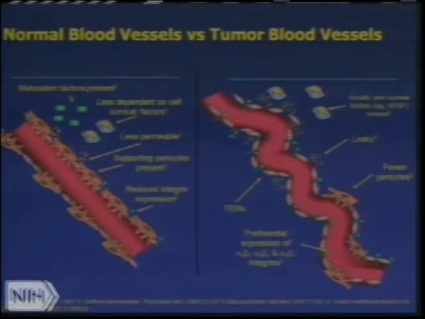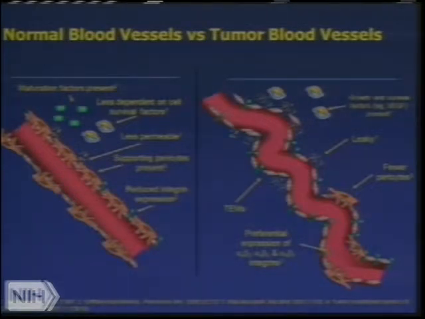This is in contrast to tumor vessels, which are very tortuous. The morphology of those vessels is different. They've lost pericyte coverage, and therefore they are very leaky. Tumor vessels are very leaky.